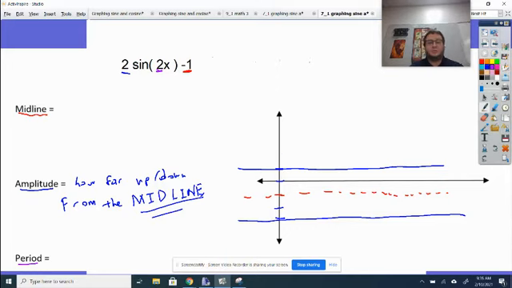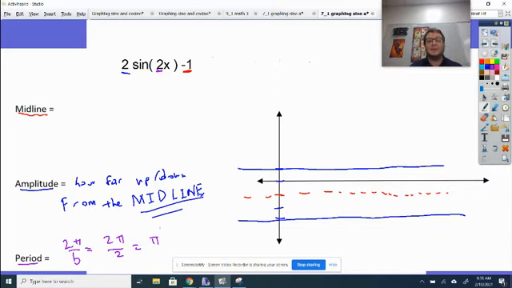The hardest part of this is the period. So we're going to do 2 pi over b. So remember from the Desmos activity I had you guys do, b was that number that was inside with the variable, either x or theta. So I'm just going to say 2 pi over, take that number there, put it in for b, and that's going to turn into just pi.